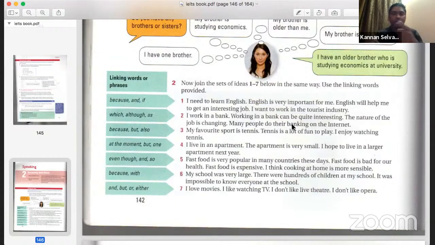That means if you don't call me, I'm not going to talk to you. So positive is also there, negative is also there. It all depends on what you're supposed to make use of. So if I want to work in the tourist industry, hope you're getting my point.